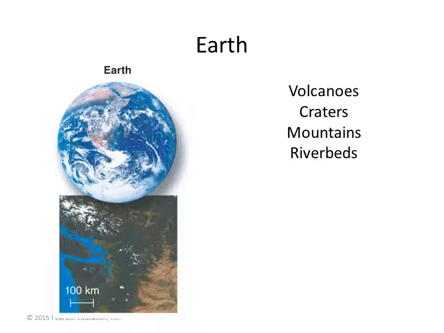Earth is a bit different. Obviously, three-quarters of it's covered with water, but volcanoes are certainly present. Craters, although in lesser number, mountains of several different types, and of course, riverbeds.